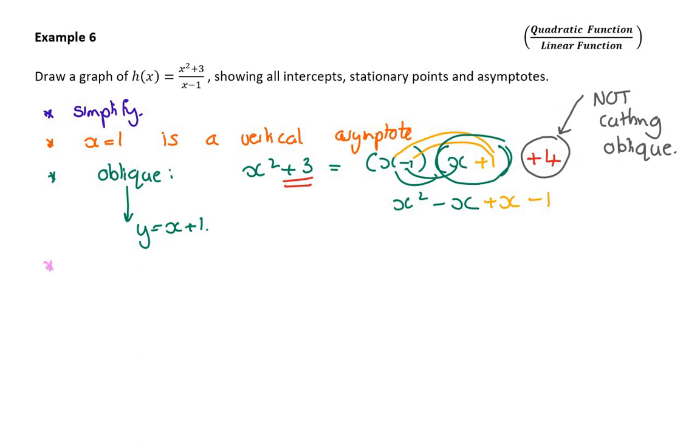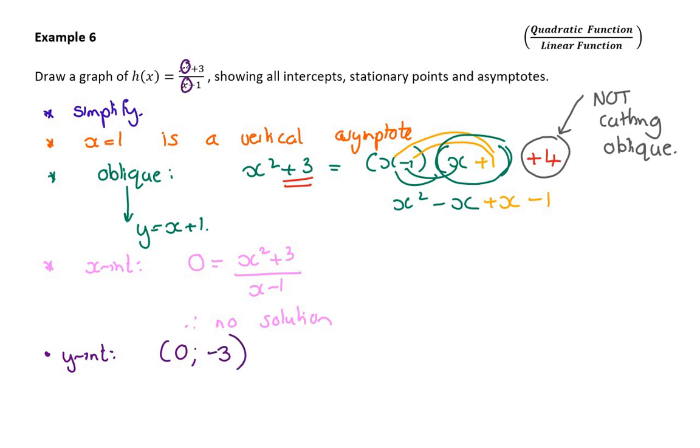X-intercept would mean y would equal 0. Now, I don't think that's going to yield any fruit because x squared plus 3 can't equal 0, and x minus 1 is not likely to equal 0. So this has no solution. So there's no x-intercepts, which is interesting. Y-intercepts are generally easier to find because you just make x 0. And when x is 0, I'll get negative 3.